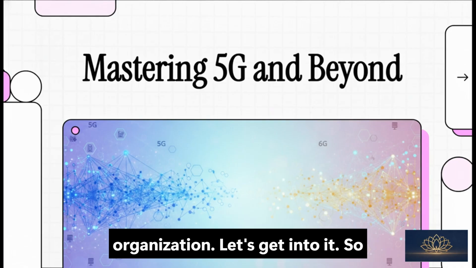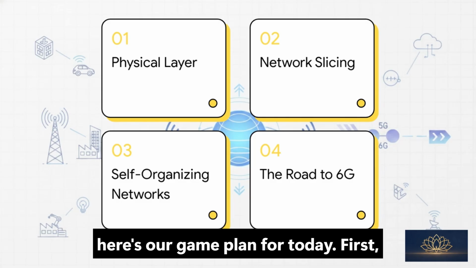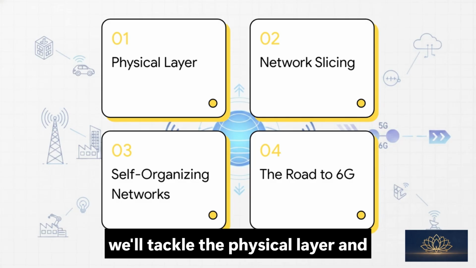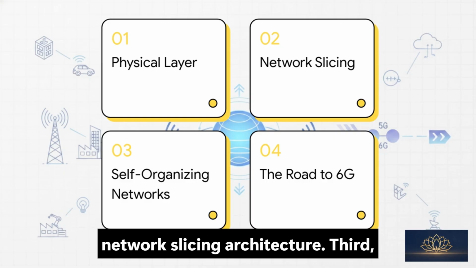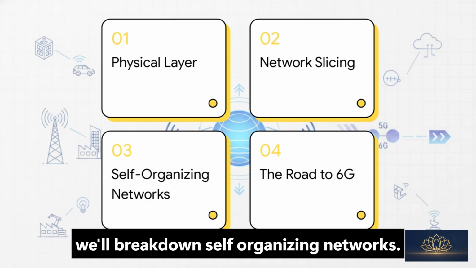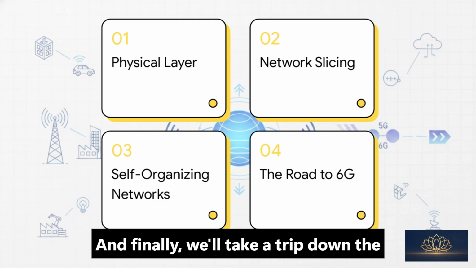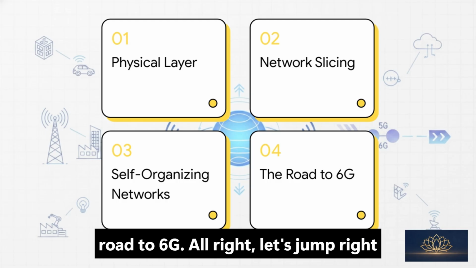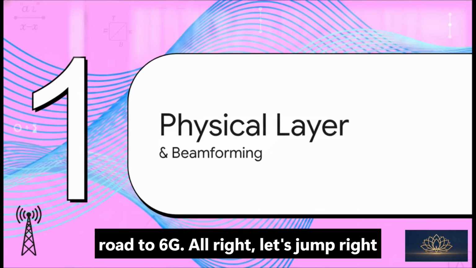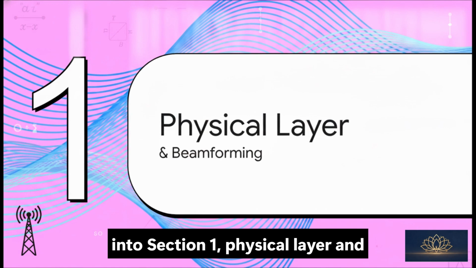Let's get into it. So here's our game plan for today. First, we'll tackle the physical layer and beamforming. Second, we'll look at network slicing architecture. Third, we'll break down self-organizing networks. And finally, we'll take a trip down the road to 6G. All right, let's jump right into Section 1, physical layer and beamforming.